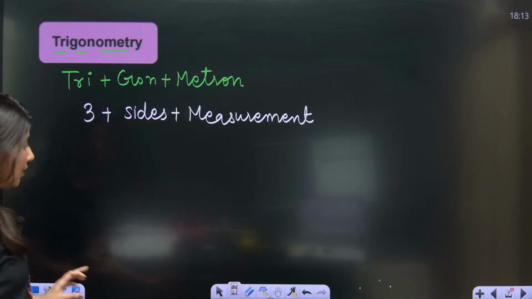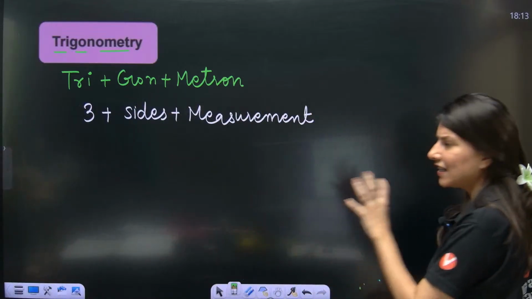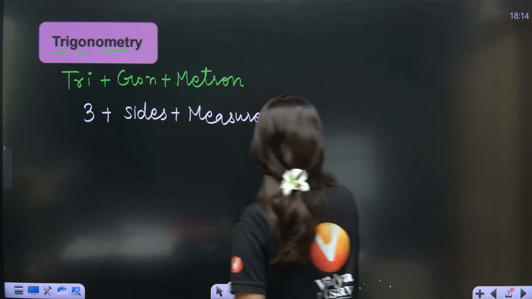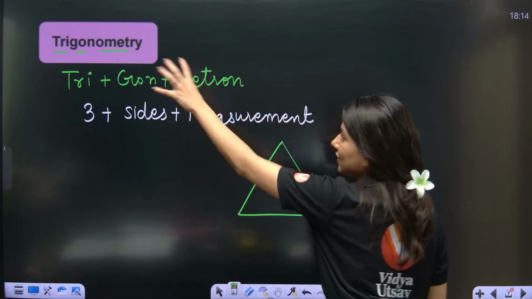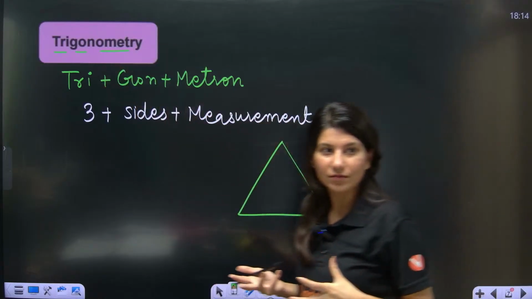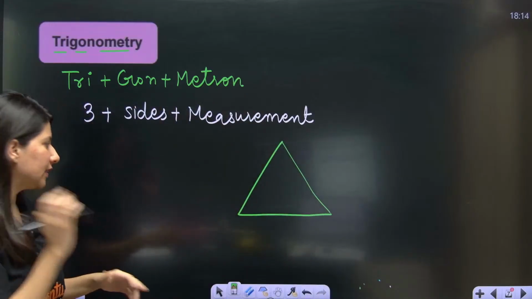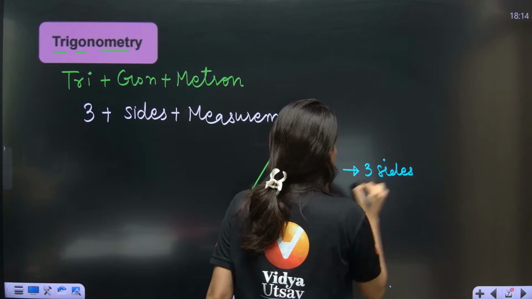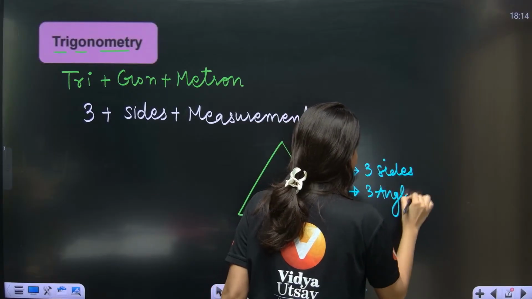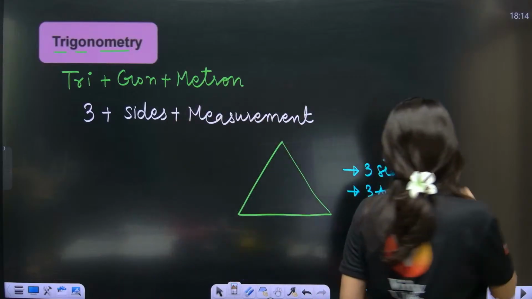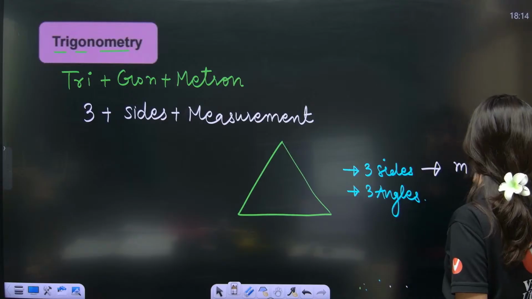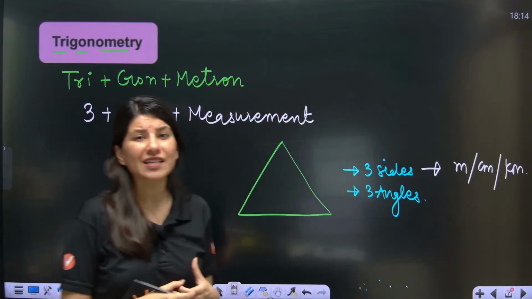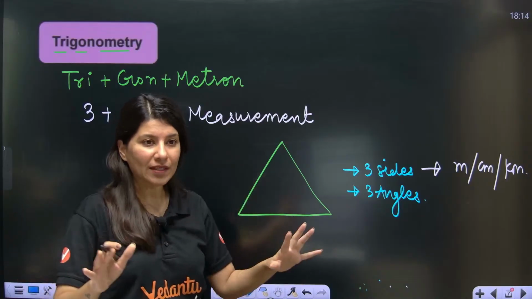Now if I talk about this 3 sides measurement, and about a triangle, what does that mean? If I just read the word trigonometry, that means a triangle is involved. If a triangle is involved, that means 3 sides and 3 angles are involved. Now if I talk about 3 sides, sides are measured in meter, centimeter, kilometer. We have had enough instances in class 10th where we were measuring some side, length, height, breadth, so many things.